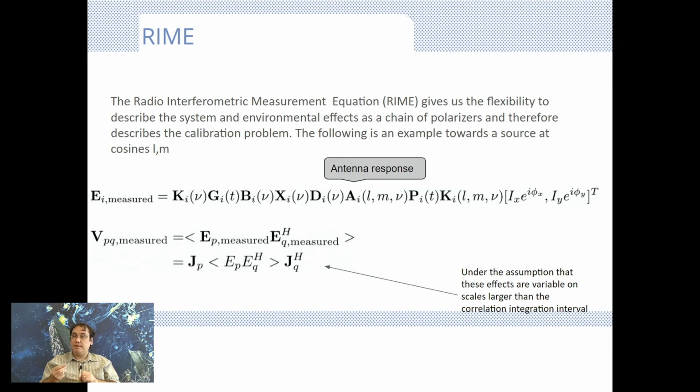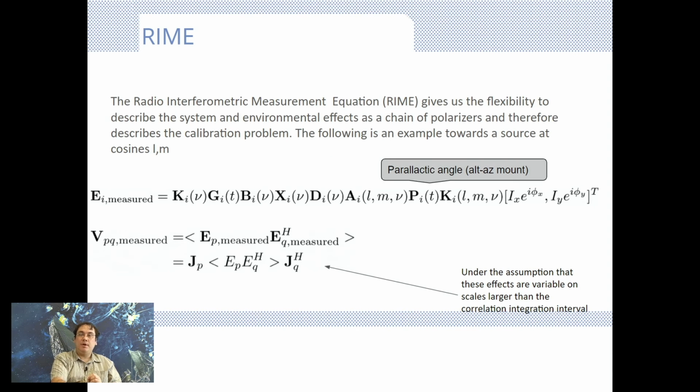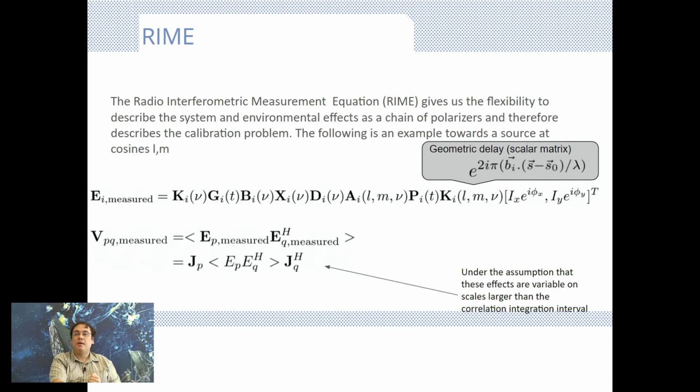It's also frequency variable. So the far field response for a highly directional system such as MeerKAT will shrink as a function of increasing frequency. Then we have the sky rotation because our system is mounted on an alt-azimuth mount, right? So this is the parallactic angle Jones, or P Jones, term.